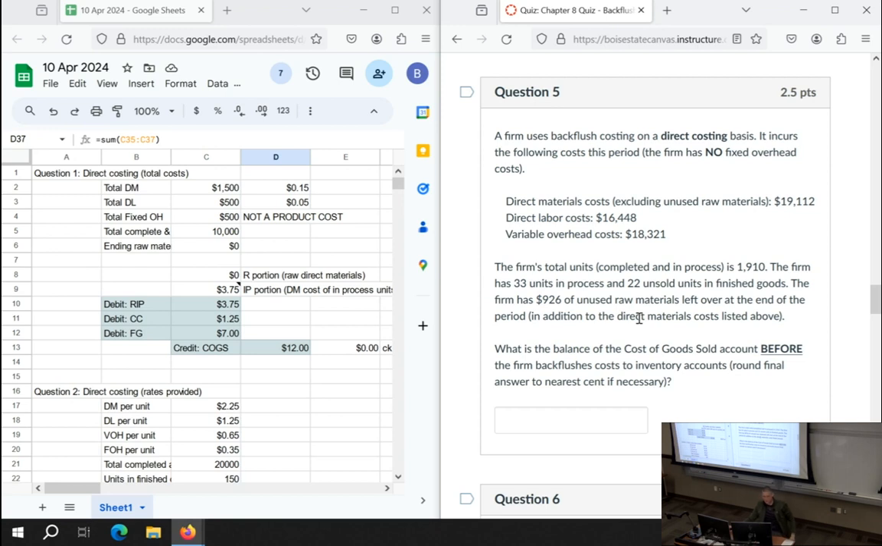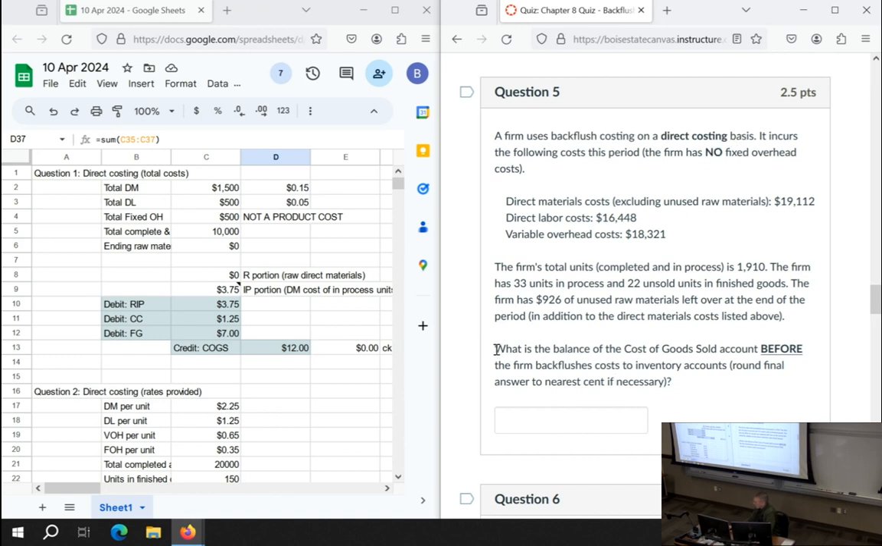All right, so this is a different style of question. It's worth going over for sure. Question number 5. This question is asking you about the timing of backflush. That's largely what this question is about, and what it means. Where are product costs accumulated, and then what is the timing of the backflush entry? So we're using direct costing basis here. We have no fixed overhead.